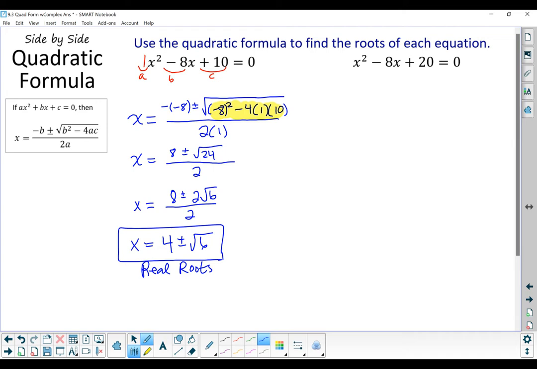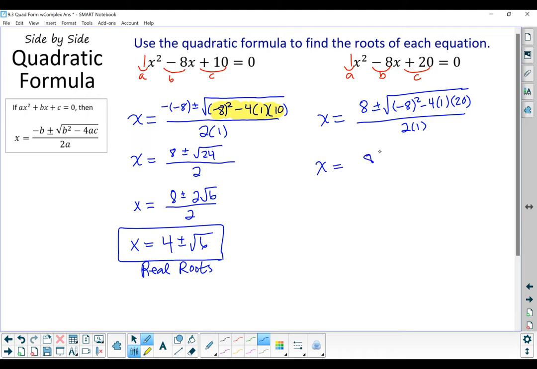So let's find the roots of this second equation. It's almost the same. Our a is still 1, our b is still negative 8, but this time our c is 20. So x is equal to, and our setup is almost the same. That's going to end up being a positive 8 because it's a negative 8 plus or minus the square root of negative 8 squared minus 4 times a times c. Our c is different this time, all over 2a. So we have 8 plus or minus some root over 2.